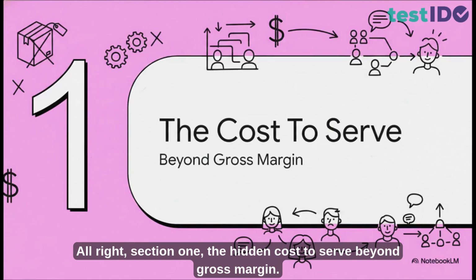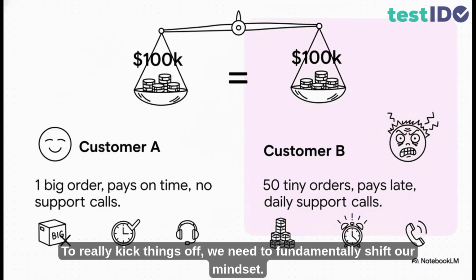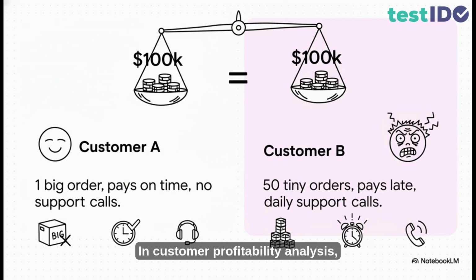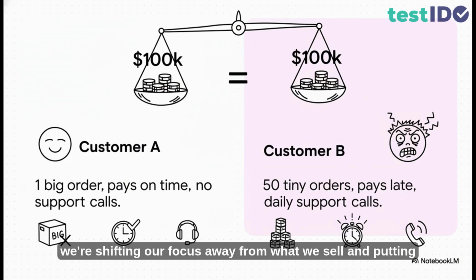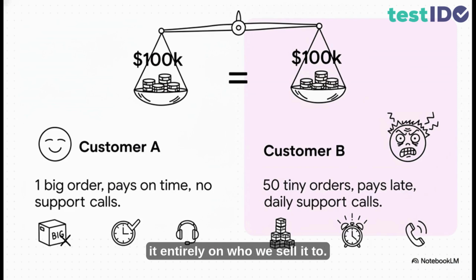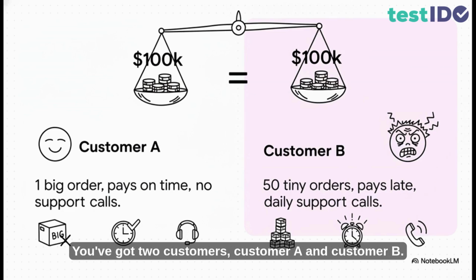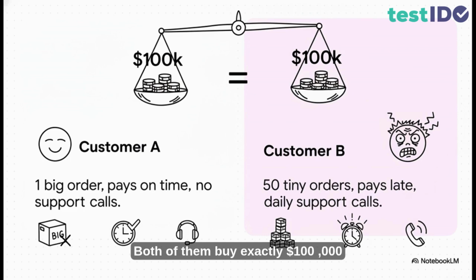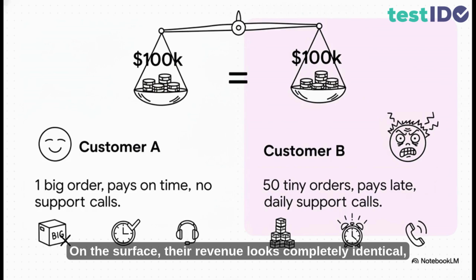All right, Section 1, the hidden cost to serve, beyond gross margin. To really kick things off, we need to fundamentally shift our mindset. In customer profitability analysis, we're shifting our focus away from what we sell and putting it entirely on who we sell it to. I want you to imagine a classic exam scenario. You've got two customers, customer A and customer B. Both of them buy exactly $100,000 worth of goods from you this year. On the surface, their revenue looks completely identical.